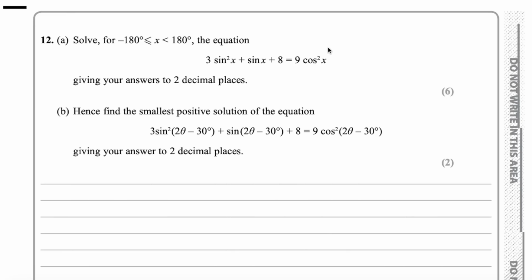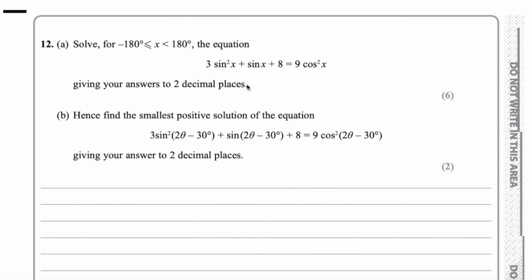Question 12, part A, says solve for x between minus 180 degrees and 180 degrees the equation 3 sine squared x plus sine x plus 8 equals 9 cos squared x, giving your answers to 2 decimal places. So here we have a sine squared x, a sine x, and a cosine squared x, and we need to somehow find a way to solve this. You could possibly think of dividing by cosine, maybe changing these to the tangent function. But I think the easiest way is to find a way to change this cosine squared x into a sine squared x.